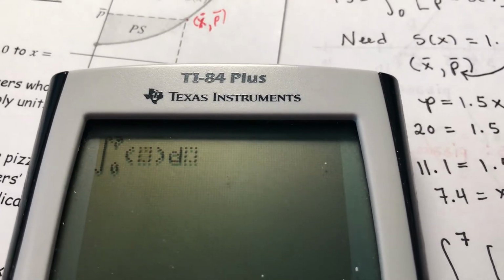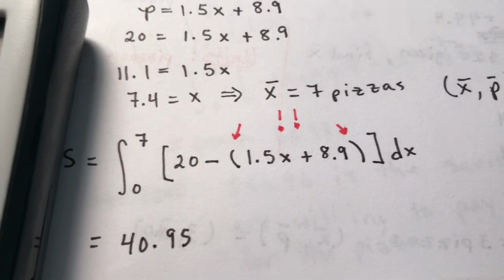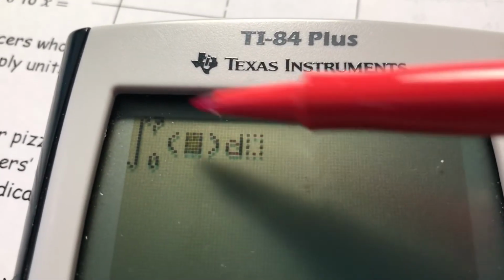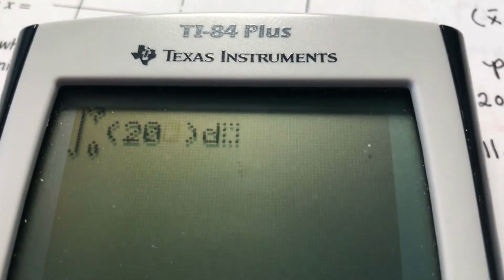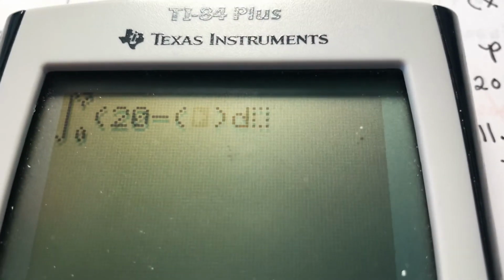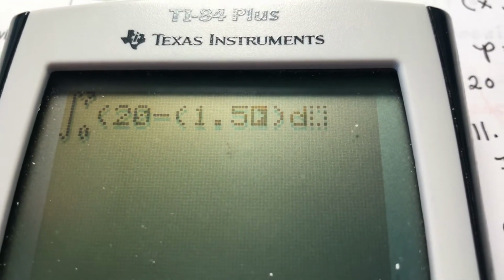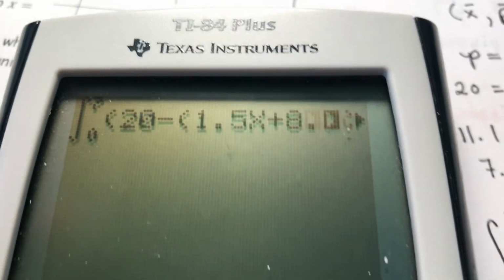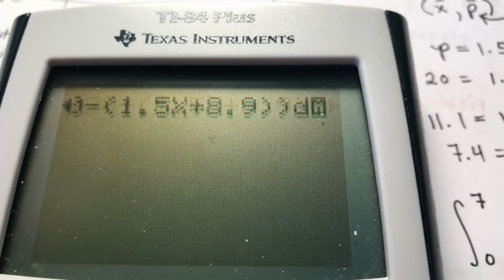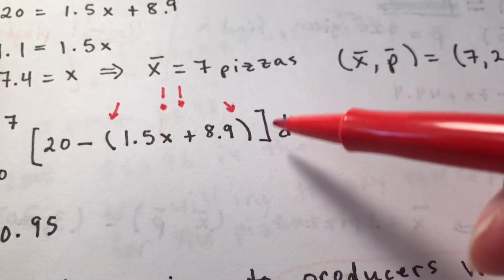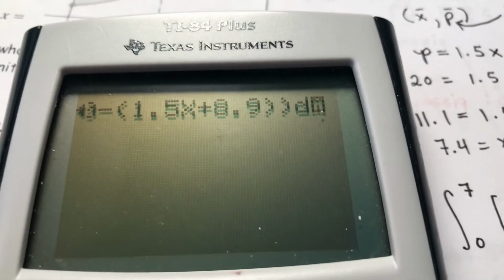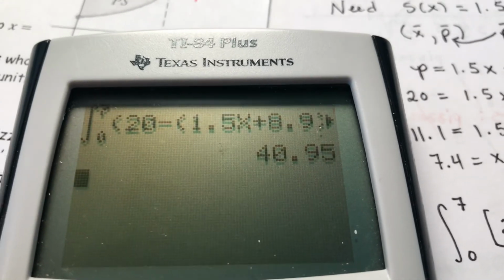And we're going to put in, they give you the first parentheses. So they're giving us these bracket parentheses. So now I'm just going to punch in 20 minus left parenthesis 1.5x plus 8.9 parenthesis. And so that'll get my double parenthesis. This one's given. And then I've got to put a dx, and voila, 40.95.